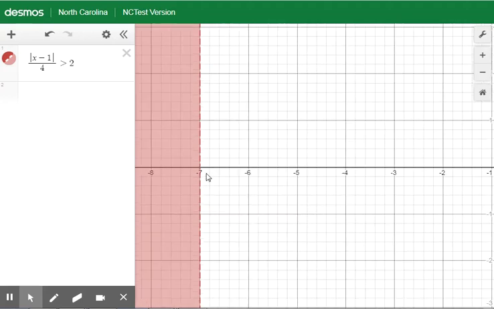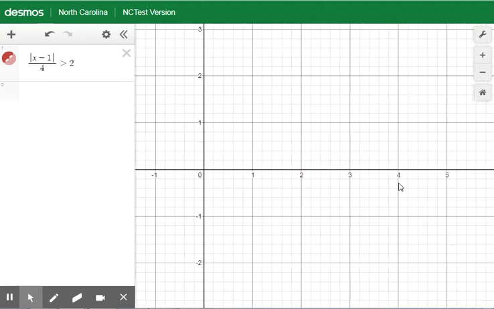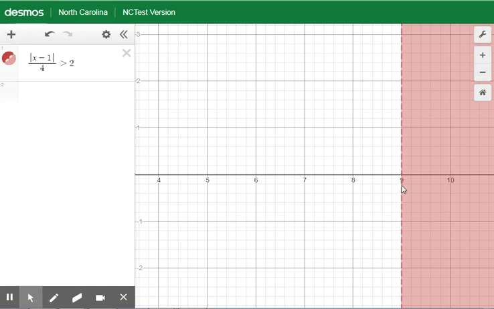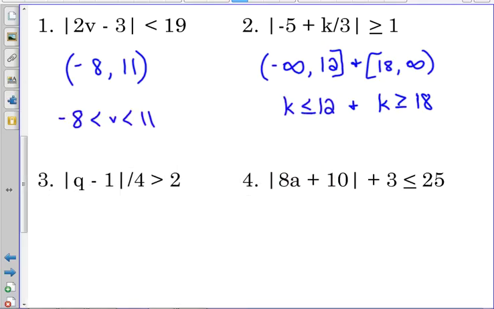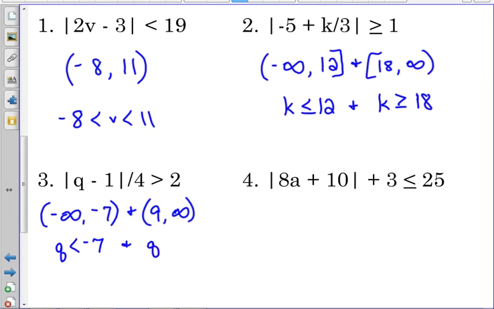See here, this one looks like -7. And the one on the right is 9. Okay, and we had dashed lines. So we've got -infinity to -7, parentheses, because it's not equal to, and 9 to positive infinity, parentheses again, because it does not have the equal to, it had that dashed line. So this one is Q is less than -7, and Q is greater than 9.